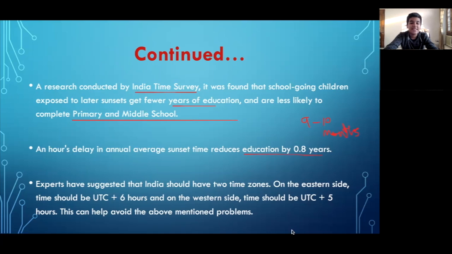Experts have suggested that India should have 2 time zones. On the western half, the time followed can be 5 hours ahead of the UTC, and on the eastern half, it can be 6 hours ahead of the UTC. They have told that this can help avoid the problems we discussed right now.